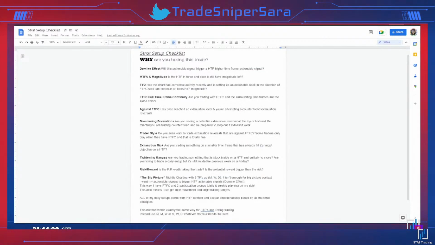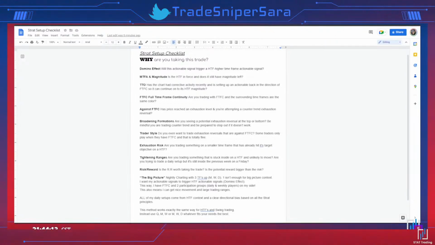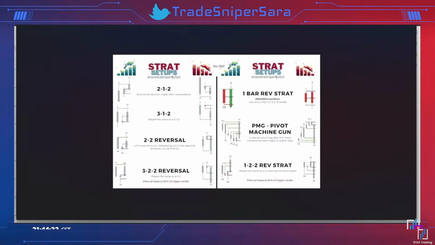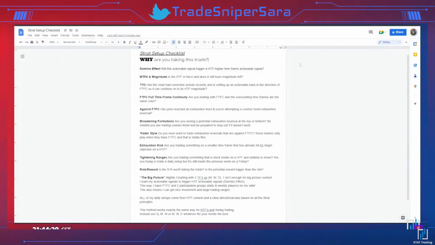So I took the Stratucation lesson plan and I copied it on this sheet, and I kind of turned it into a checklist, because the most important thing is, why are you taking this trade? You cannot just take a setup on the strat sheet just because you see it. There has to be context. You have to have higher time frame context. You have to have all of this context, and we're kind of going to go through it.